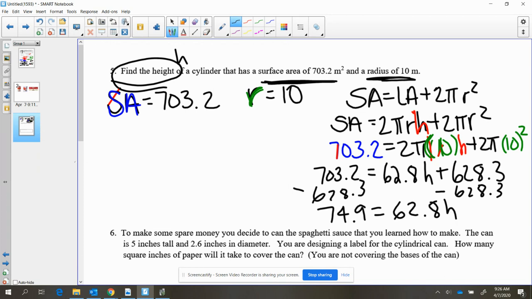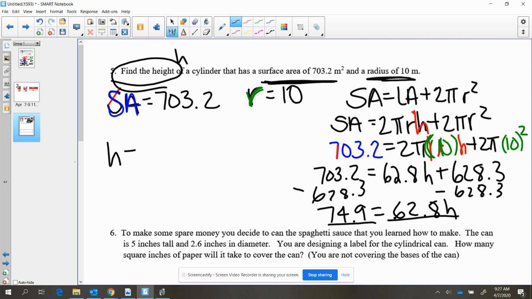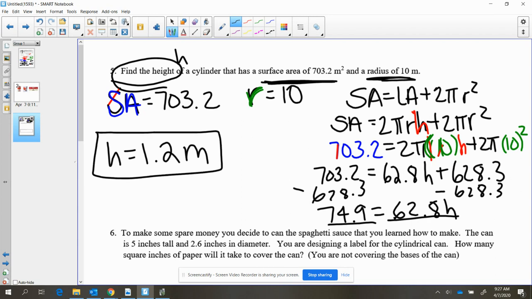Last but not least, we're going to have to divide to get that 62.8 away from h. So we're going to take that 74.9, divide by the 62.8 for a total height value of 1.2-ish if we're rounding to the nearest tenth. So your height is 1.2, and a reminder, that's just going to be meters because it's not an area. So 1.2 meters is your final answer.